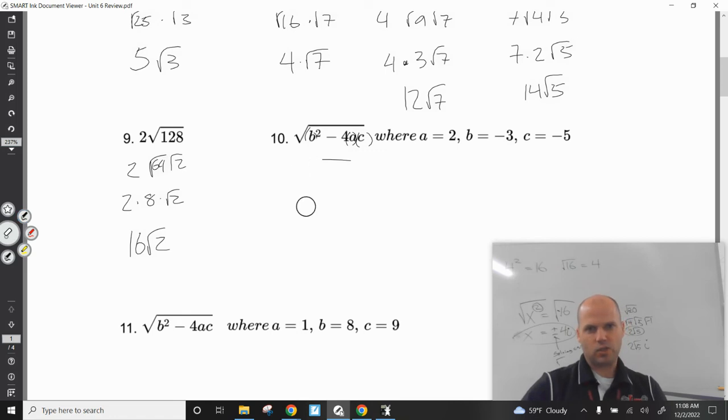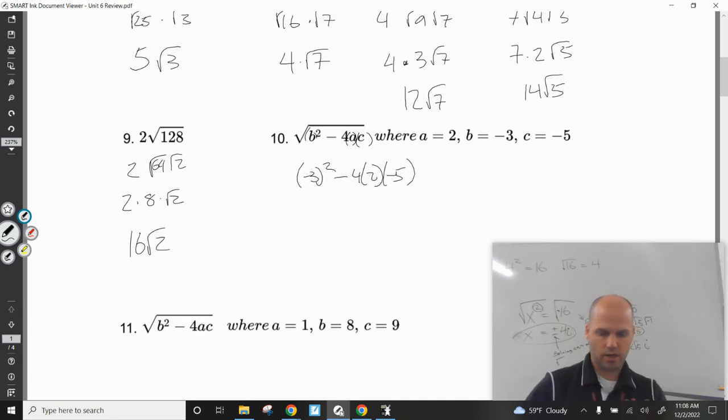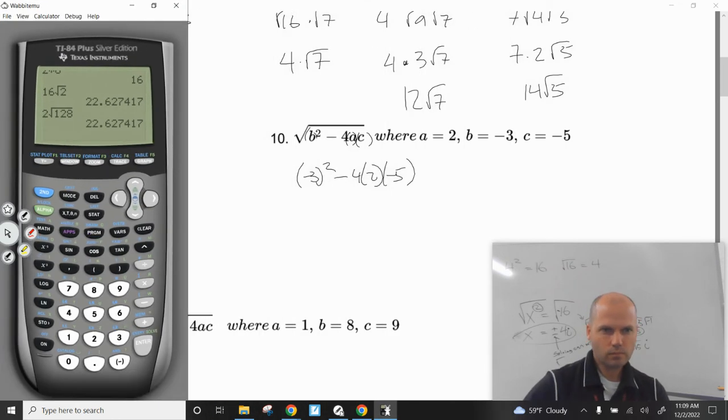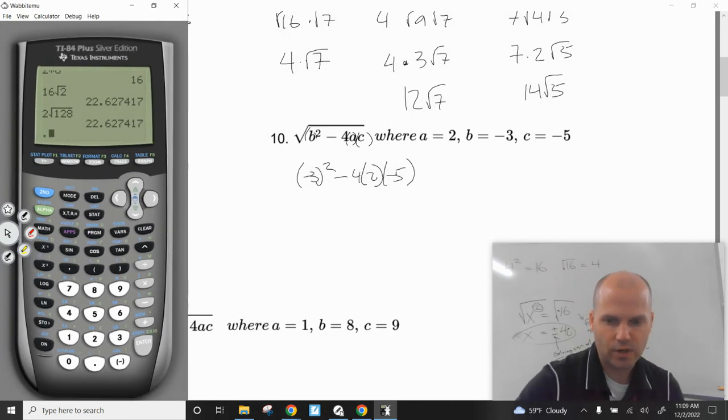I'm going to pretend like the square root's not even there. Let's figure out what's inside the square root. So I got negative 3 squared minus 4 times 2 times negative 5. Not even going to worry about the square root until the very end. Now, this is where my calculator comes out. And I have negative 3.